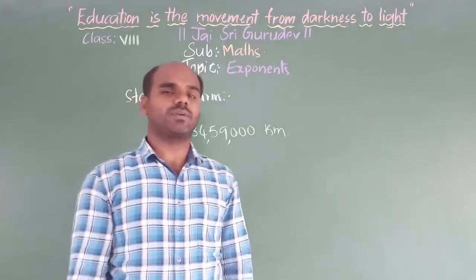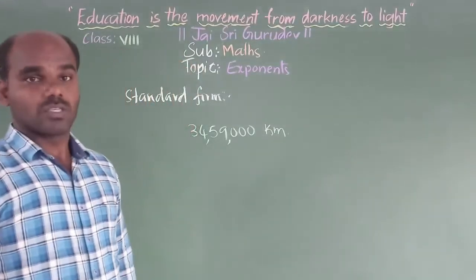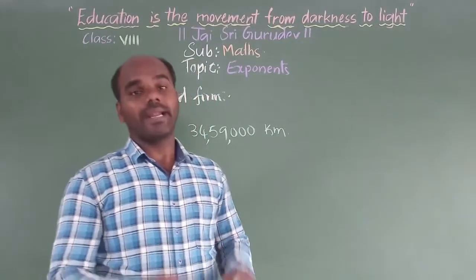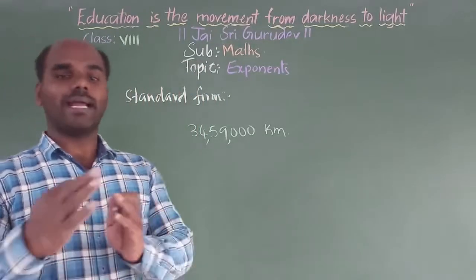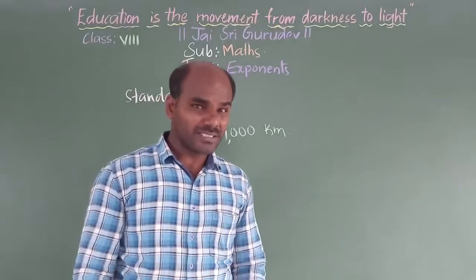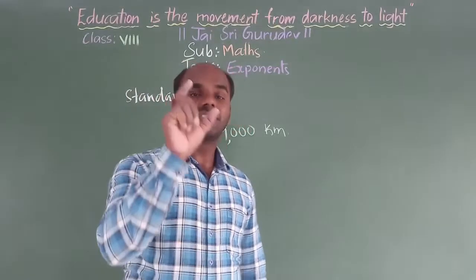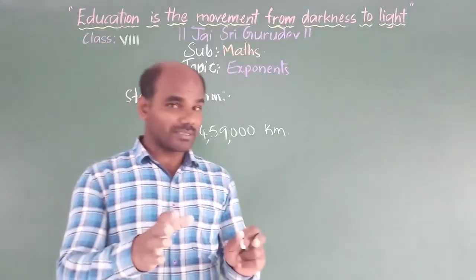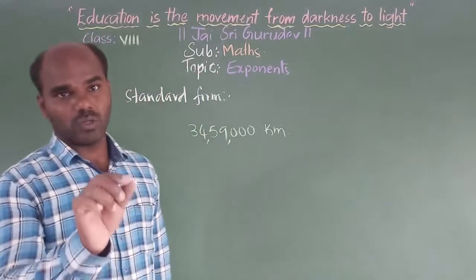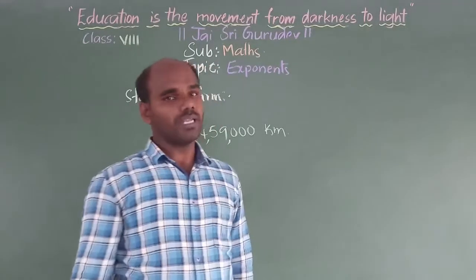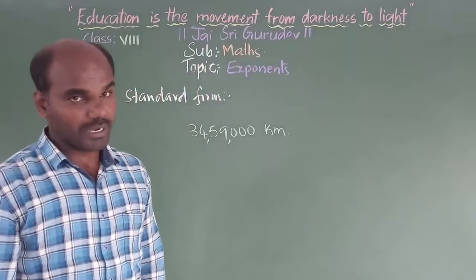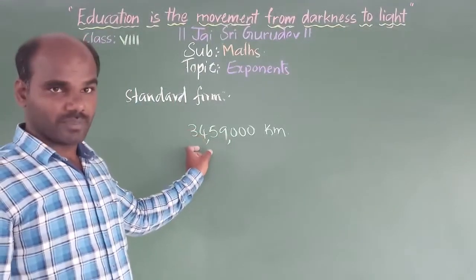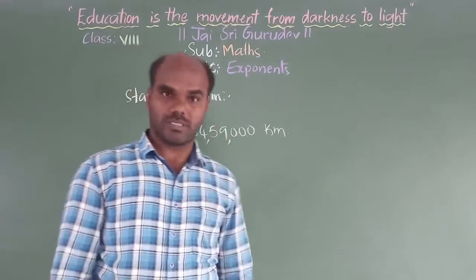How do we write the standard form? A given number or given measurement must lie between 1 and 10. It must be a single digit only that we take. Children, the standard form value must be considered in single digits only. But is it a single digit? No. Here we have 34 lakhs 59,000 kilometers.